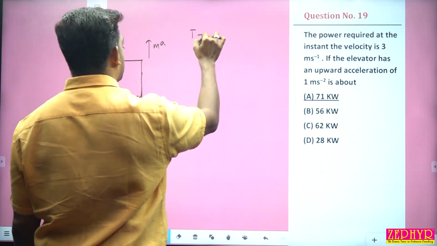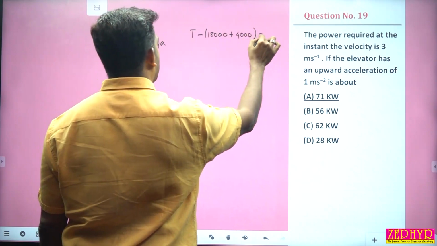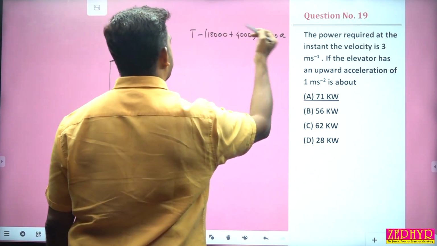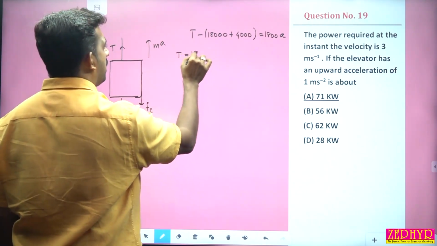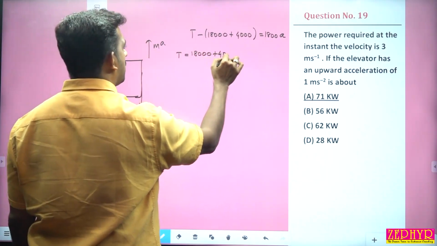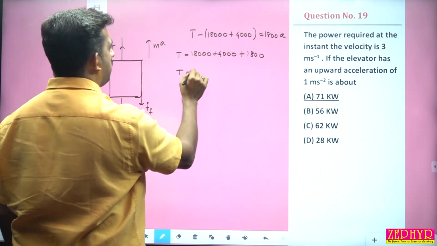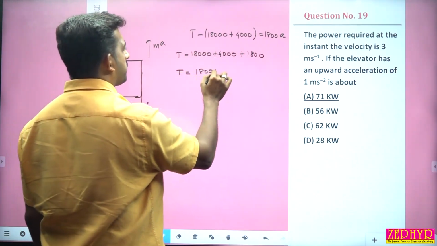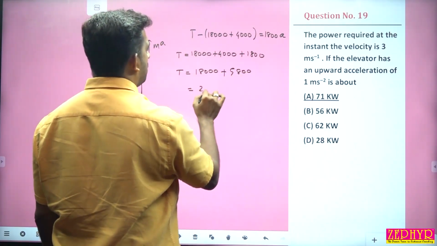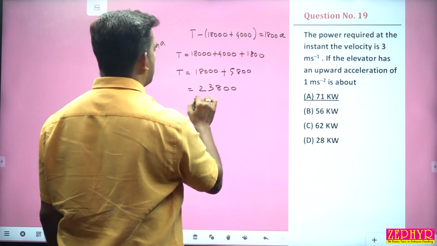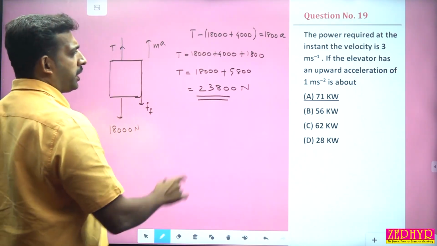So T minus 18,000 plus 4,000, that is the frictional force, is equal to 1800 into A, where A is 1 meter per second square. So T is equal to 18,000 plus 4,000 plus 1800. Here we are calculating the tension value. T is equal to 18,000 plus 5,800, equal to 23,800 Newton. Now we calculate what is the power required.